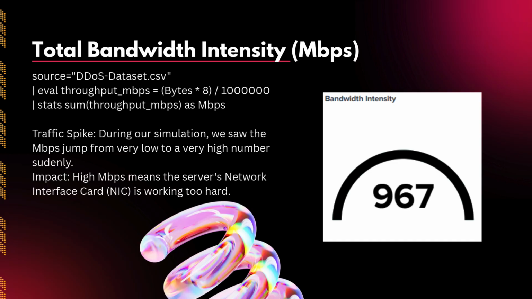Next, we move to total bandwidth intensity. Sometimes looking at bytes is confusing, so we use eval in our queries to change it to Mbps because that is how we measure internet speed in Malaysia. We multiply by 8 and divide by 1 million. This panel is very important because if the Mbps is higher than our bandwidth limit, our whole company internet will become hang. It helps us decide if we need to call our ISP to watch the traffic upstream.